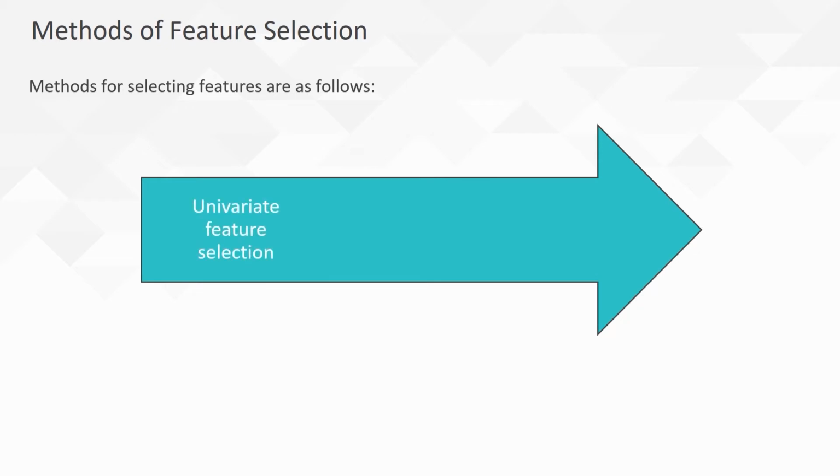Methods for selecting features are as follows. Univariate feature selection. This works by selecting the best feature based on univariate statistical tests. It finds features that have the strongest relationship with the output variable. Recursive feature selection works by recursively removing features and building a machine learning model based on the features remaining. It then uses the model's accuracy to find the combination of features that contribute most to predicting the target.